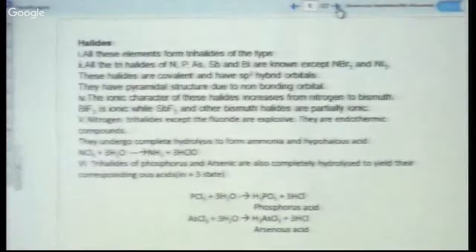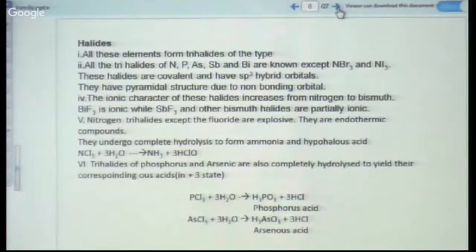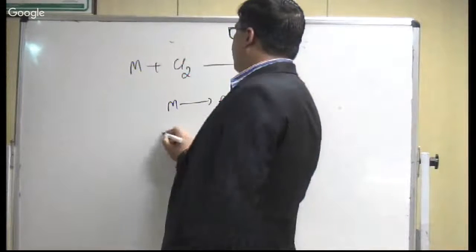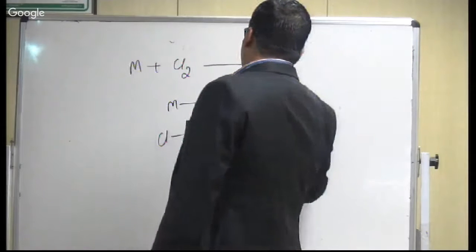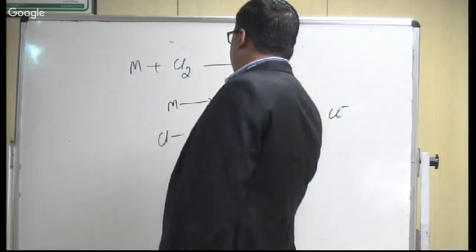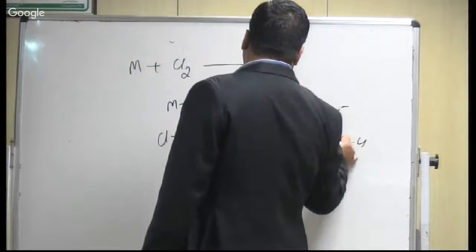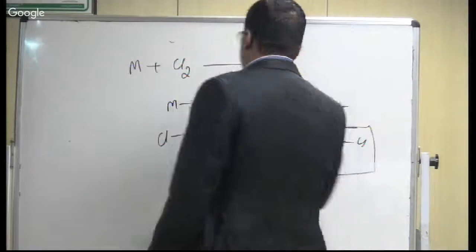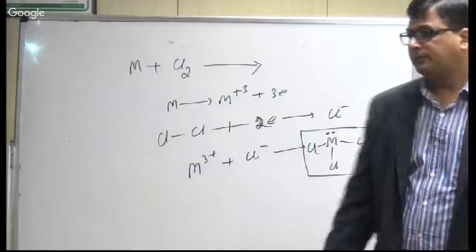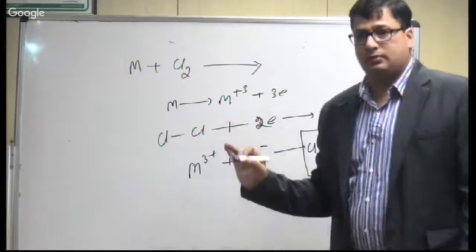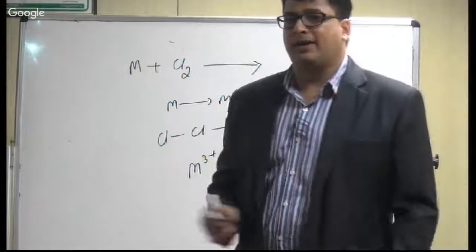See, if you react these elements with halogens, there are different types of halogen compounds that p-block elements form, and all are very important. This metal or element loses 3 electrons. The bond between chlorine and chlorine is covalent. Chlorine accepts an electron to form Cl minus, and this M3 plus and Cl minus combine to give MCl3. The bond may be covalent or ionic, depending upon Fajans' rule as well as the size of the metal. Clear? Mainly they form trihalides, three halogens. Nitrogen forms trihalides. Nitrogen is unable to form pentahalides. Why?